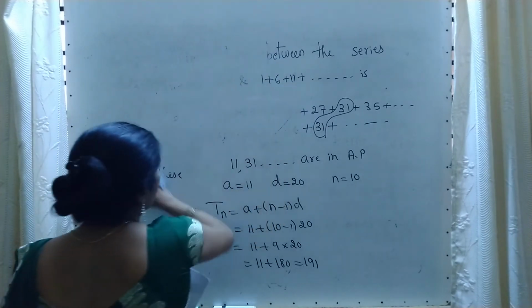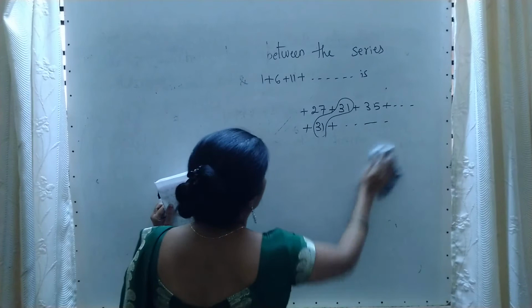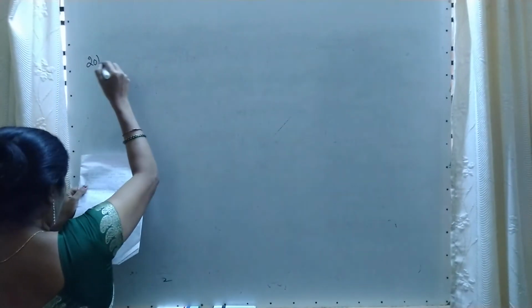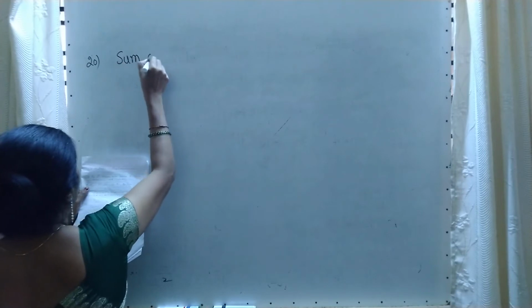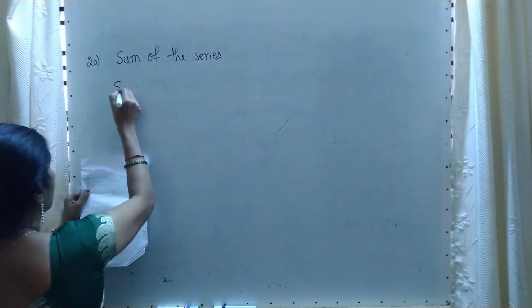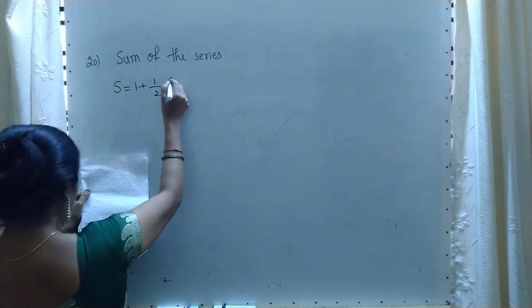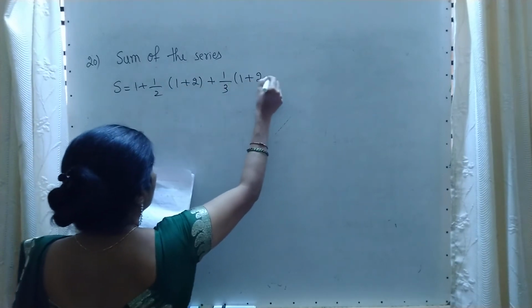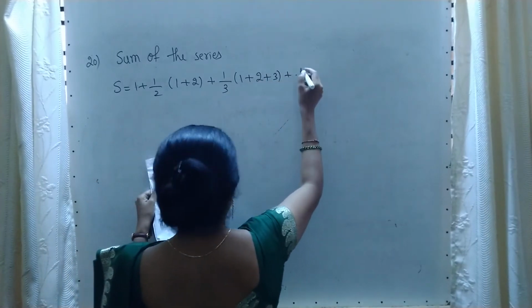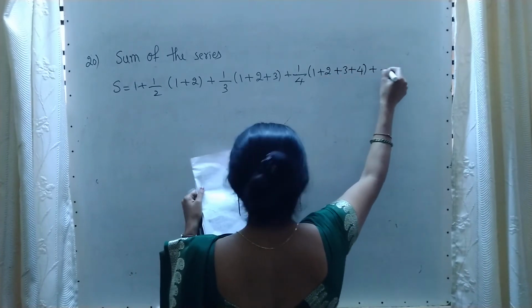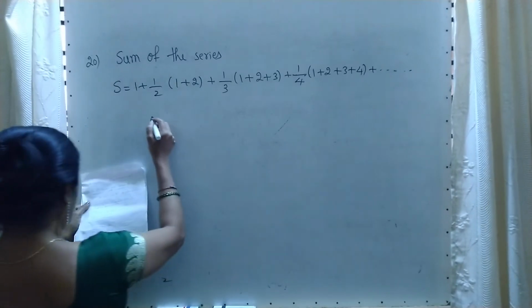Moving to the next question. Question number 20. Sum of the series: 1 plus 1 by 2 in the bracket 1 plus 2, plus 1 by 3 in the bracket 1 plus 2 plus 3, plus 1 by 4 in the bracket 1 plus 2 plus 3 plus 4, plus continuation up to 20 terms.